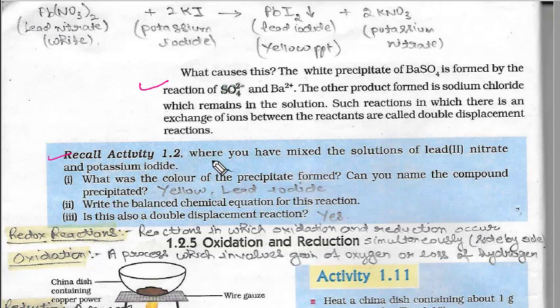They are saying recall activity 1.2 where you have mixed the solution of lead 2 nitrate. So what is lead 2 nitrate? We have taken the 2 positive valency of lead. So it is lead nitrate and nitrate is NO3 1 negative. So when we cross it, it will form lead nitrate, Pb(NO3)2. And potassium iodide. Now what is potassium iodide? Potassium is K1 positive and iodide is I1 negative. So when we cross it, it will become KI. So now what will happen?